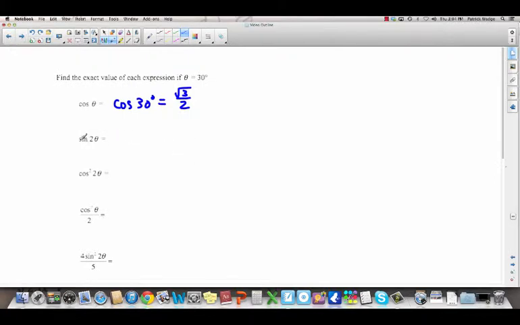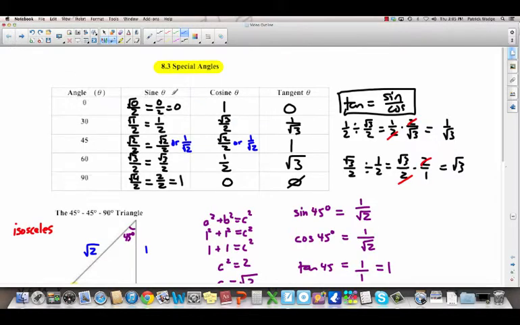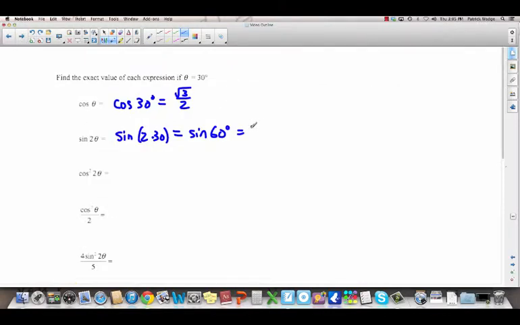It's easier, I think. Sine 2 theta. Well, that means sine of 2 times theta, and theta is 30. So it means sine of 2 times 30, which is 60. Sine 60, if you haven't memorized it, you probably haven't yet. Sine 60 is root 3 over 2. Again, same answer. Root 3 over 2.